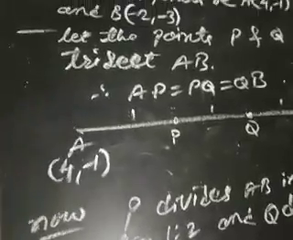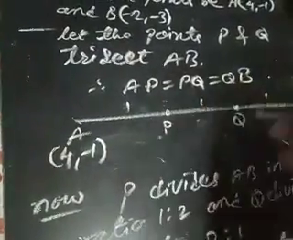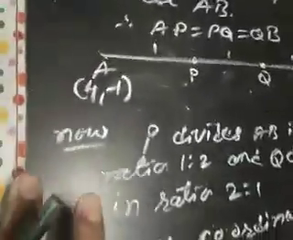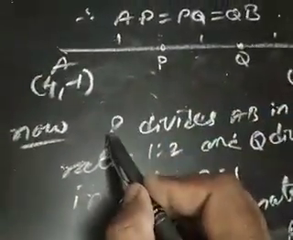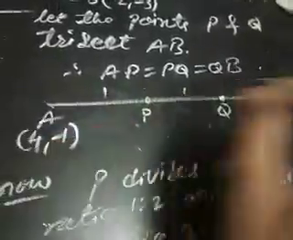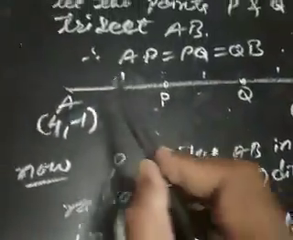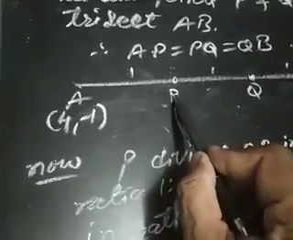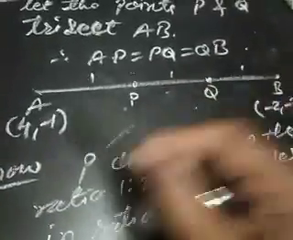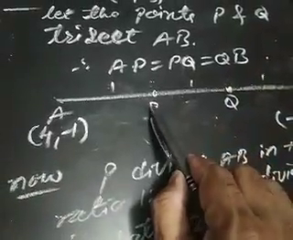So after that, we find the coordinates of P and then Q. First, we decide: let P divide the line segment AB in the ratio 1 proportional to 2. Here, A to P, because P divides this line segment AB. We do not talk about Q, so only P we take.